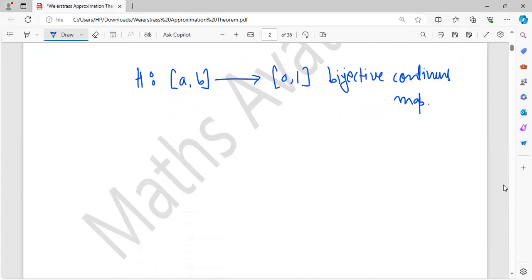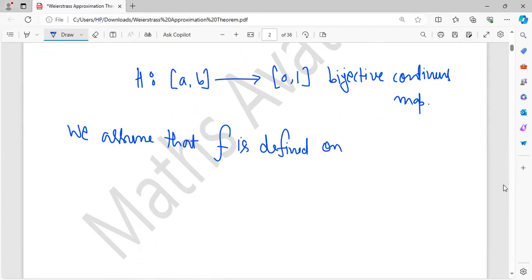So we assume that f is defined on the closed interval [0, 1]. So it is defined on the closed interval [0, 1].